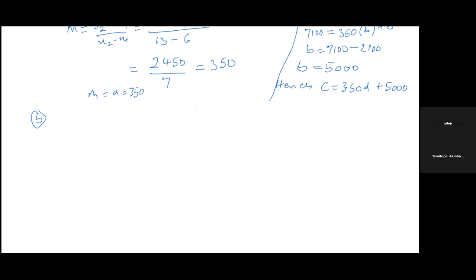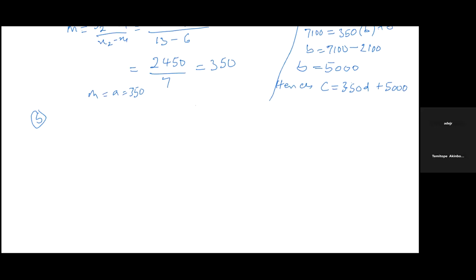So, A is the cost per day to make a new website. The cost rate to make a new website per day. Very good. Okay, B is the fixed cost of making a website. Very good.